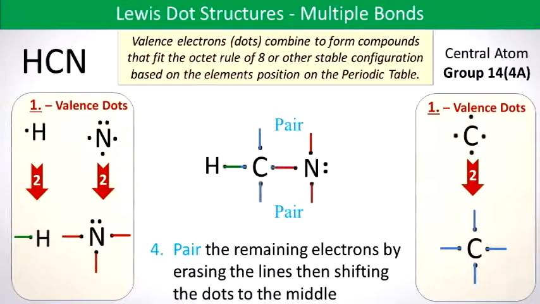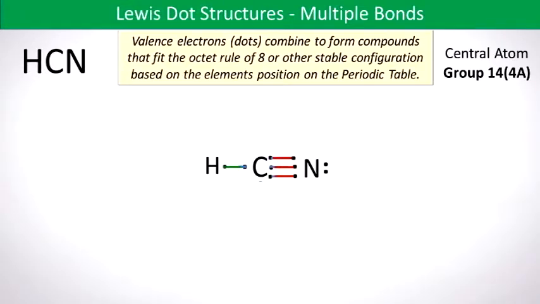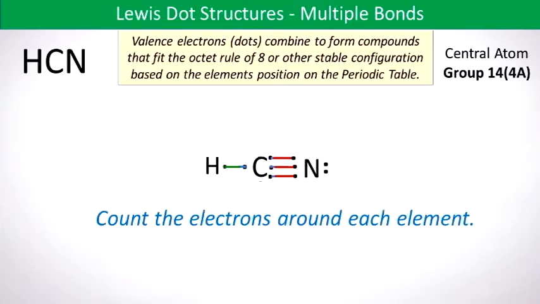We pair the electrons by erasing the lines and shifting the dots to the middle of the structure. Keep in mind, in a Lewis structure, you want to make sure that all the electrons are paired. Never leave an unpaired electron when drawing a Lewis structure. If we do that, we create a structure as shown here, and now we count the electrons around each of the elements to determine whether we satisfy the octet rule.